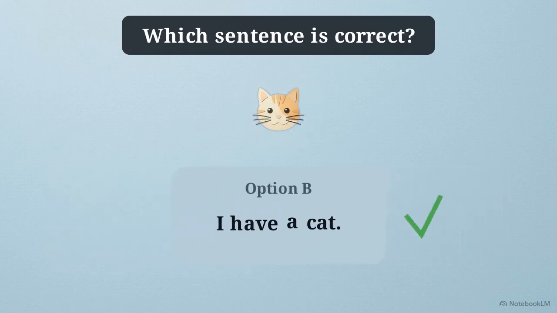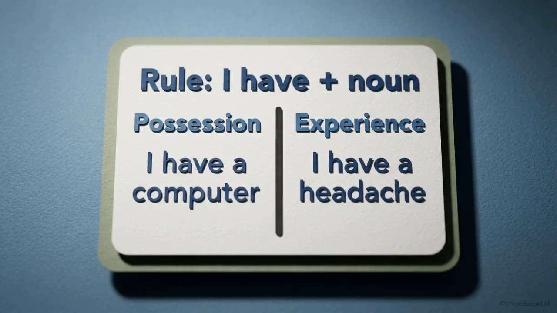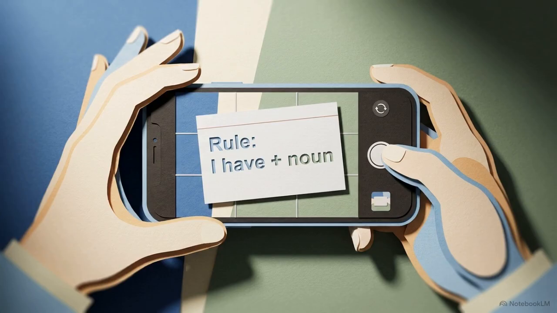The correct answer is option B. We use a before the noun. I have a cat. Here is a summary of the lesson. You can use I have for things you own and for health conditions you experience. You may want to save this image for your notes.